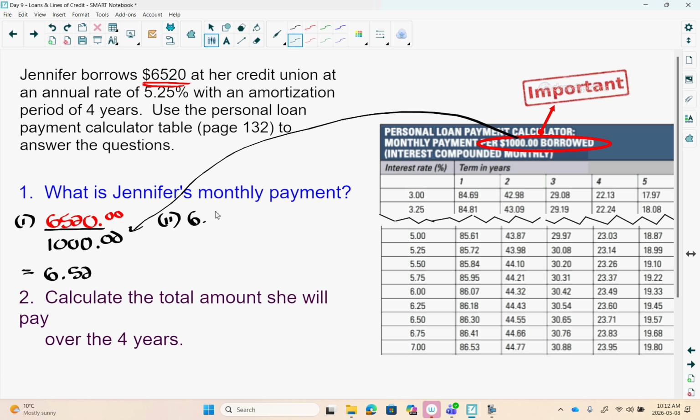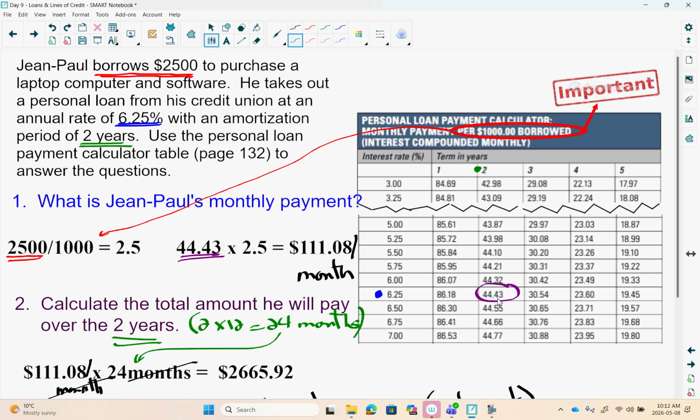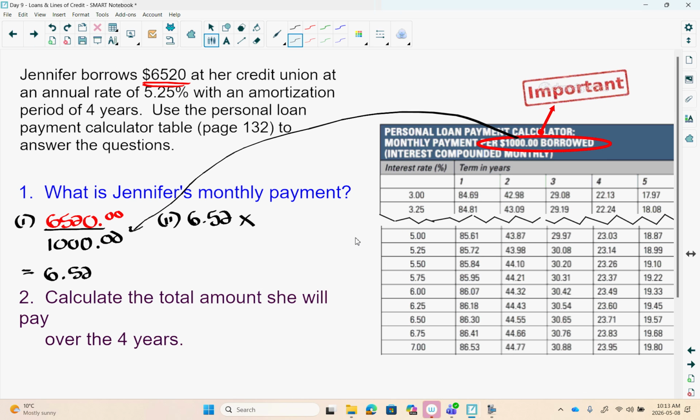Now, step 2, to figure out her monthly payment. I take the 6.52 and I multiply it by some number that comes from the chart. In the last example, it was $44.43. Okay, how did I get the $44.43? Because John Paul borrowed it at 6.25% for 2 years. So let's see what those numbers are for Jennifer.